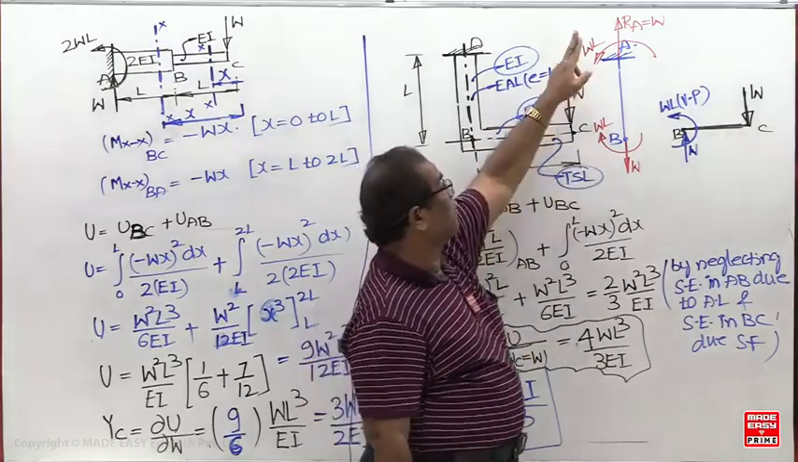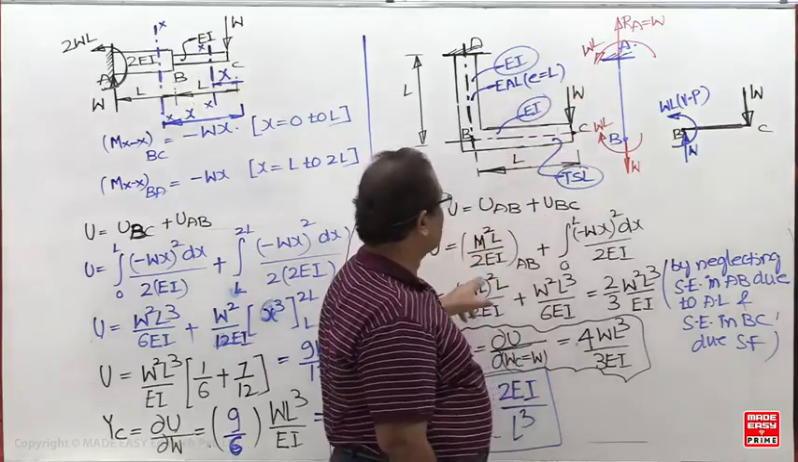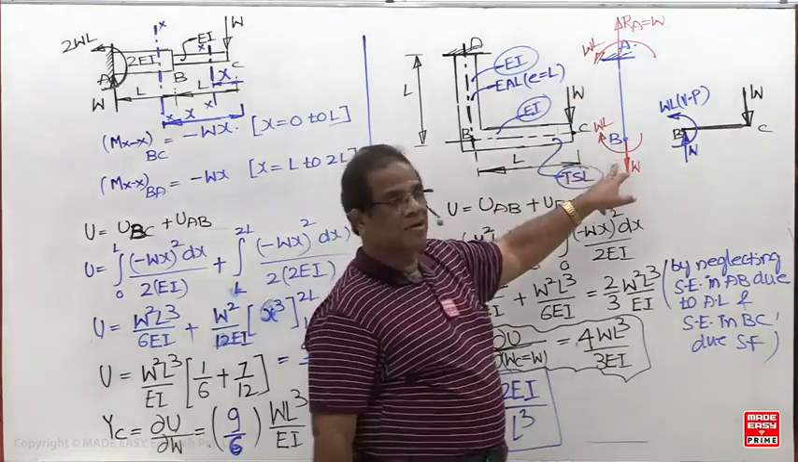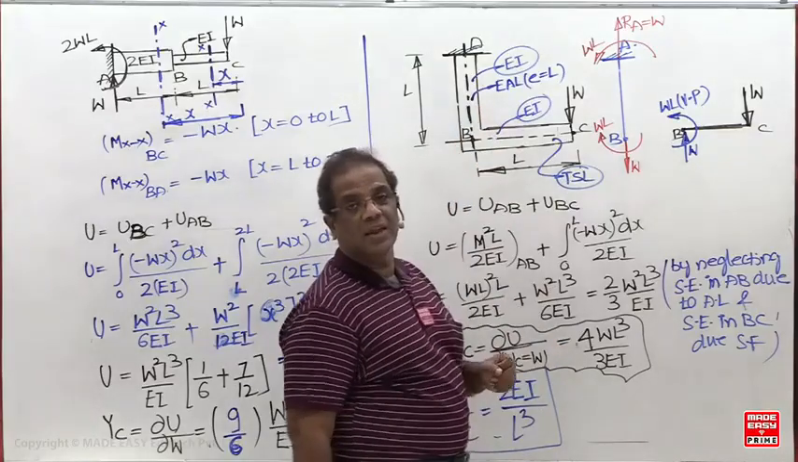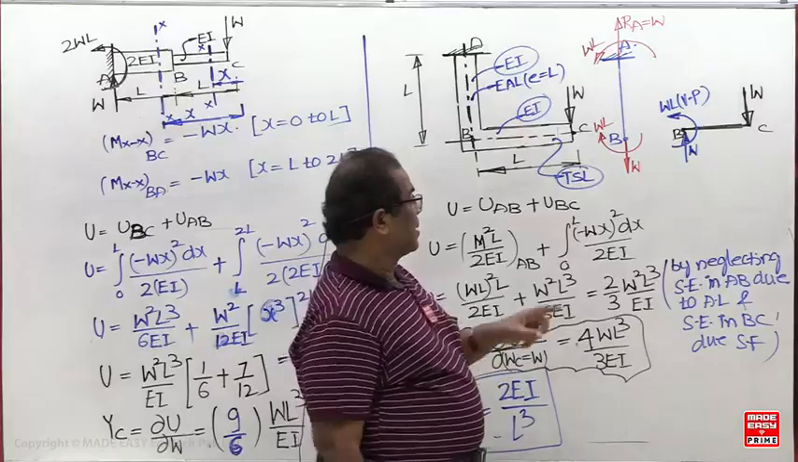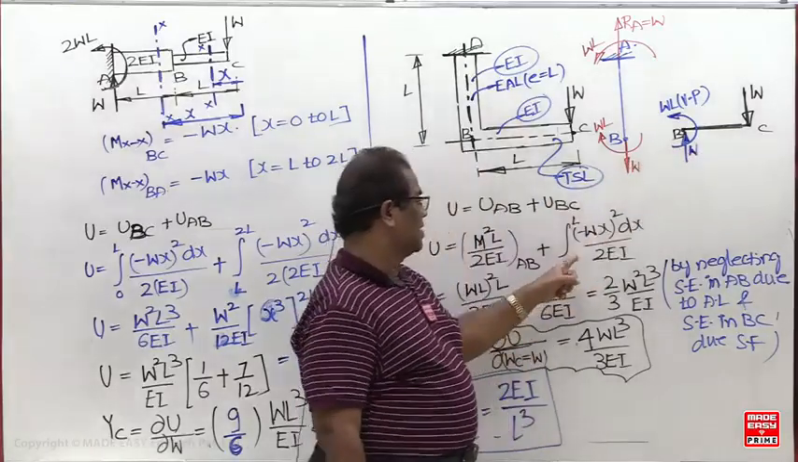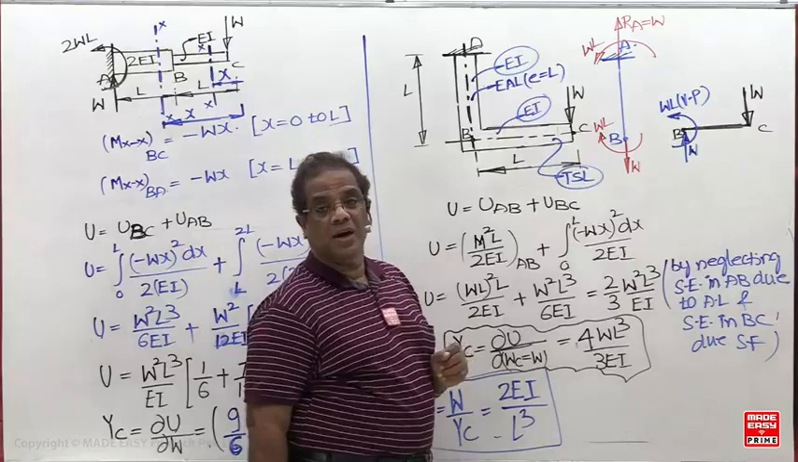But in this member, it is pure bending. The bending moment is constant. Therefore, directly you use M squared L by 2EI. What is the bending moment value? WL. Or you can directly tell it: for an eccentric axial load, bending moment equals load into eccentricity. But here the bending moment is varying, so you have to go for the integration. You can do it. But the AB member is optional here, as the bending moment is constant.